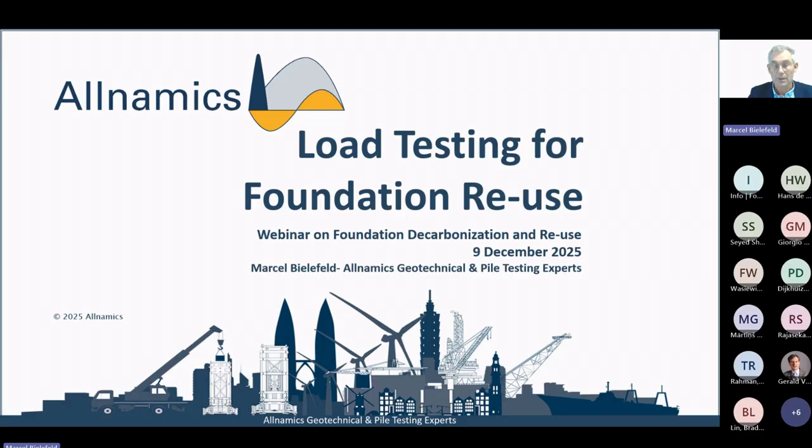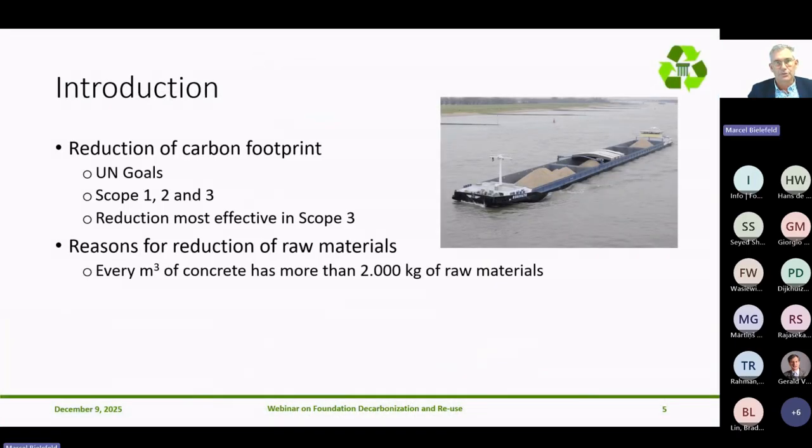I'm glad I have the possibility to share with you some thoughts about foundation reuse and decarbonization, and the specific topic this afternoon, morning, evening, is load testing for foundation reuse. I'd like to introduce and start with the challenge we have as engineers in the industry to reduce the carbon footprint for all the things we do in construction.